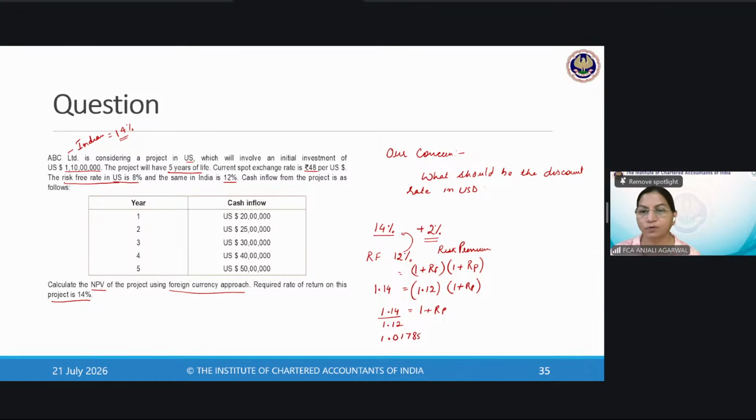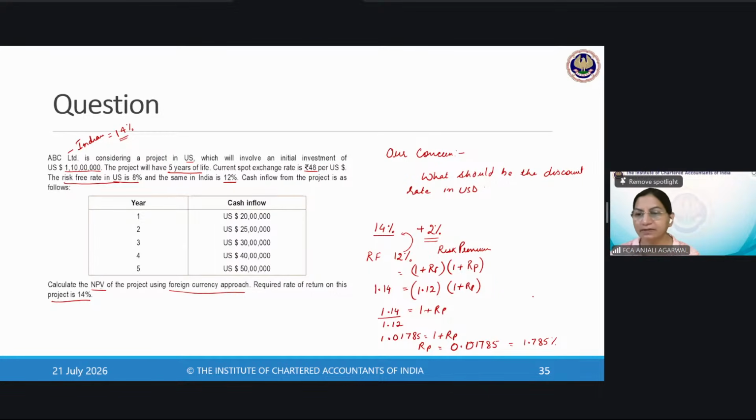1.017857. So 2% was a simple additive approach or a naive approach, but we will follow the proper method to calculate the risk premium. Therefore, risk premium becomes 0.017857, and in percentage terms, it is 1.785%, not 2% as we calculated by simply subtraction.